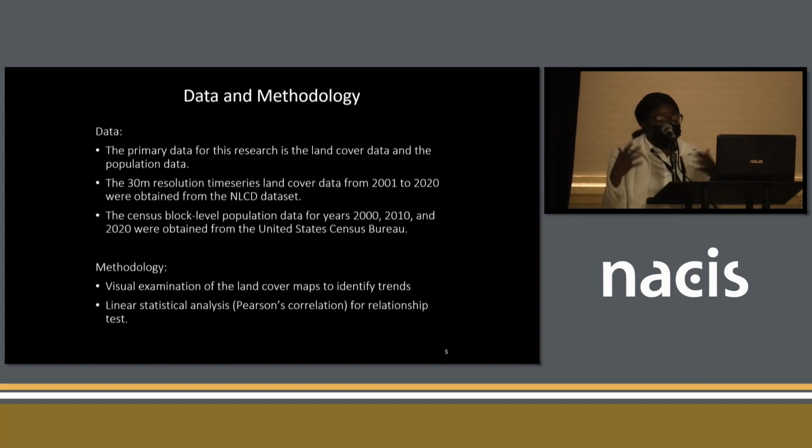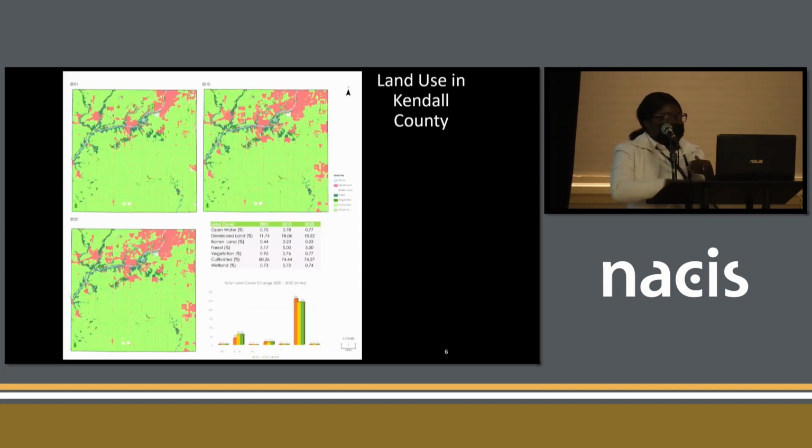The methodology I used is visual examination to see the trend in urban growth. I also used linear statistical analysis to check the relationship between urban land use and population growth in the county. This map basically shows the land use in the county, and we can see the trend.